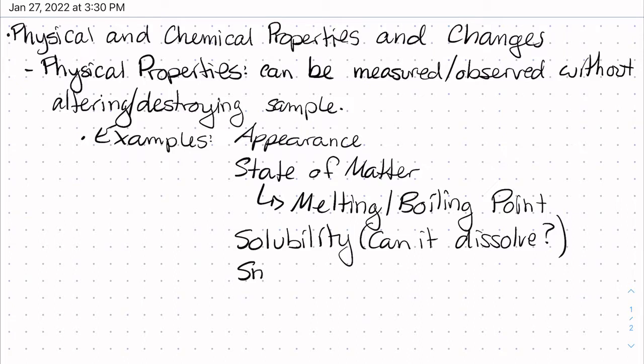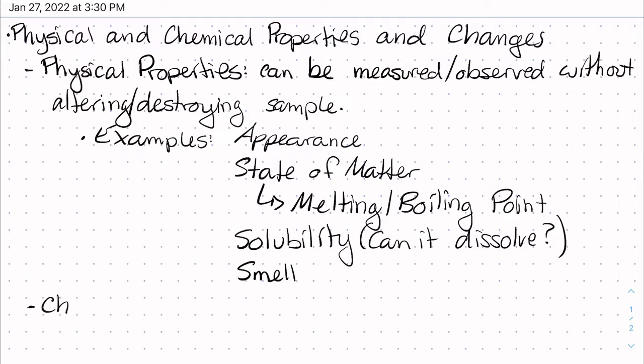Smell is another good one. Taste would also be on this list. We're going to leave it off because you don't generally taste things in chemistry labs. Usually a terrible idea. But it would be considered a physical property as well. So all of these things don't involve destruction of your sample. If you're measuring, say, your melting or your boiling point, if you melt a solid and turn it into a liquid, you can cool it off and get it back to the solid again. So you're not destroying or really permanently altering the sample in any way.